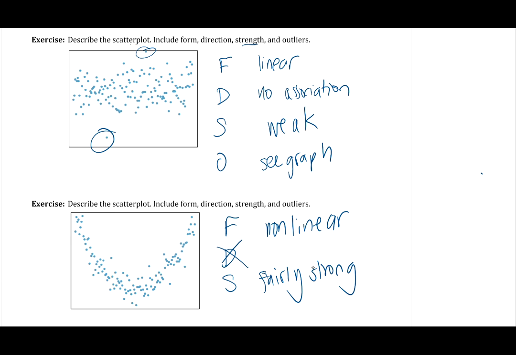The points are really close to each other along that parabola line there. And then outliers, I don't see any on this graph that particularly look like they're different or unusual for the rest of the data points.